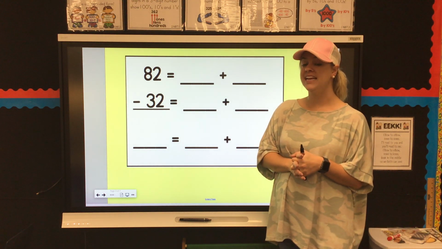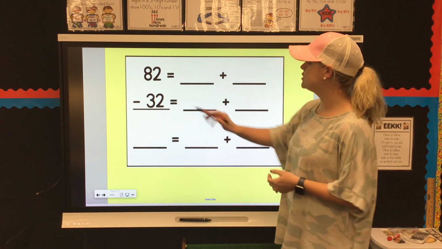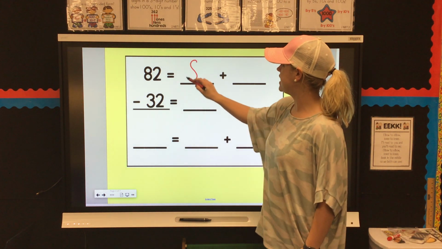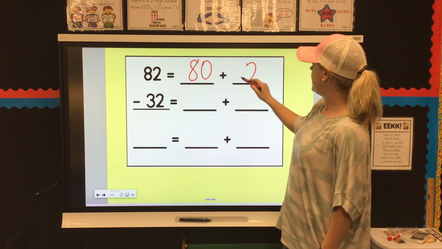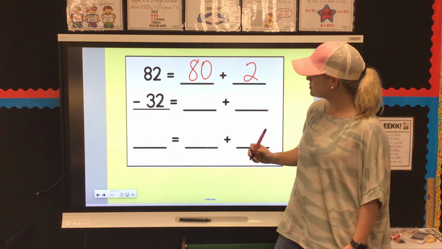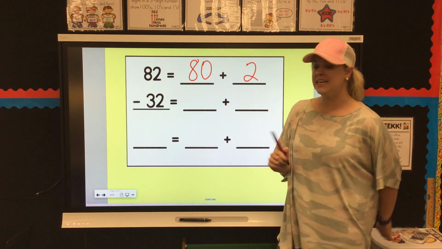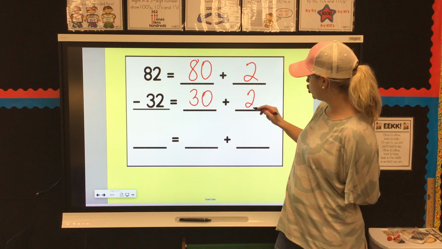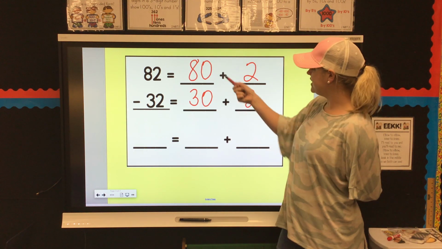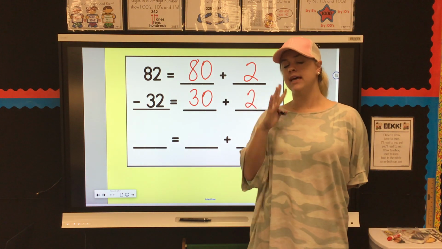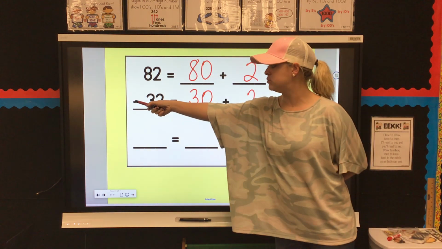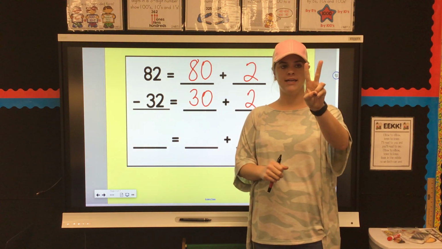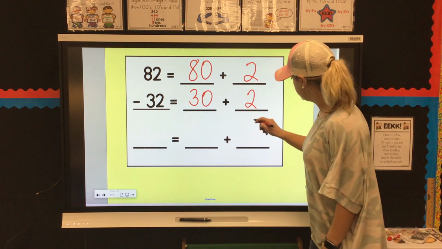All right. Now, the first step that we're going to do is break it down, right? So 82 is the same thing as 80 and 2, okay? 32, I can decompose that into tens and ones by saying 30 and 2. Now, don't let these plus signs distract you from what we're doing. We are subtracting. 2 minus 2 equals 0.